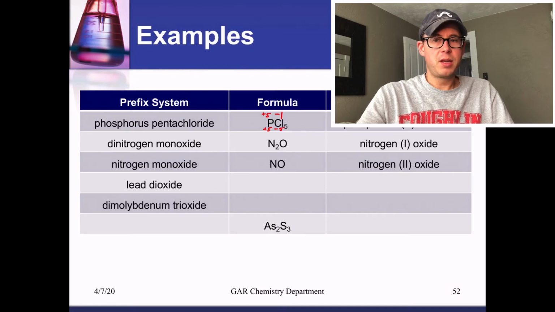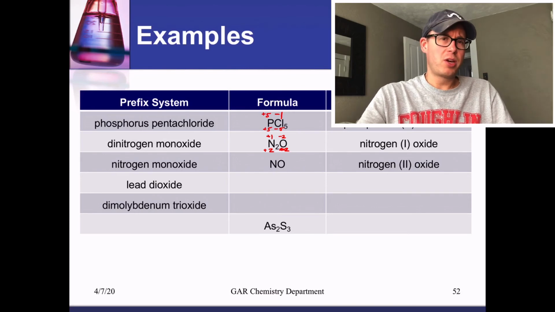So N2O, oxygen has an oxidation number of -2. There's only one of it, so the nitrogen has to be a +2 to balance that out. Unfortunately, there's two nitrogens, so that +2 is divided between the two nitrogens, and each one is +1. That means the oxidation number for this one is +1 for the nitrogen, or nitrogen 1 oxide.